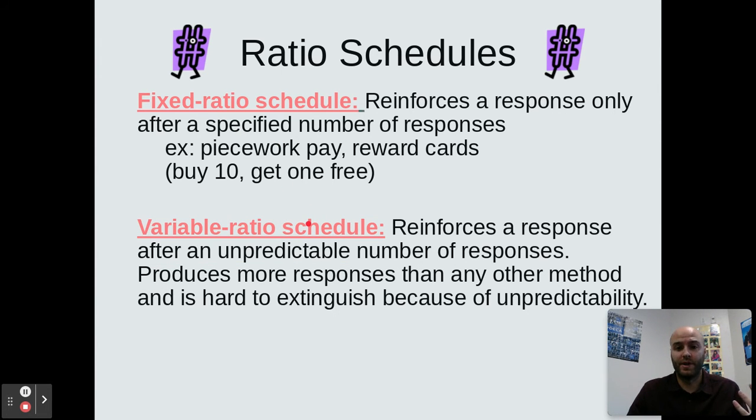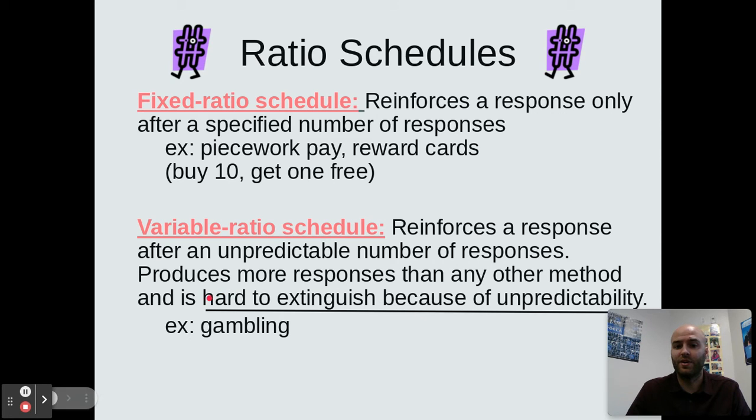How about variable ratio? This reinforces a response after an unpredictable number of responses. It produces more responses than any other method and is hard to extinguish because of its unpredictability. This is the hardest schedule to extinguish. This produces the most consistent responses, and it's going to be harder to extinguish than any other of the schedules of reinforcement. Okay, that's something to note, right? Variable ratio is the hardest to extinguish.